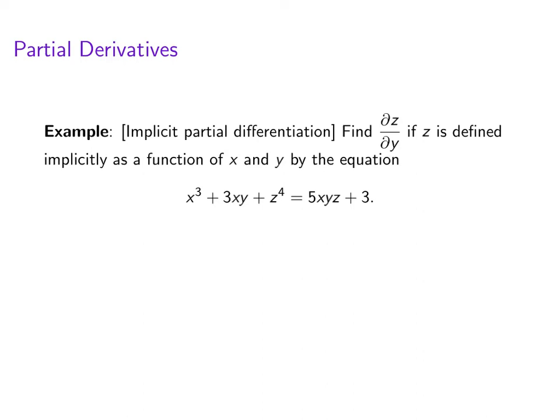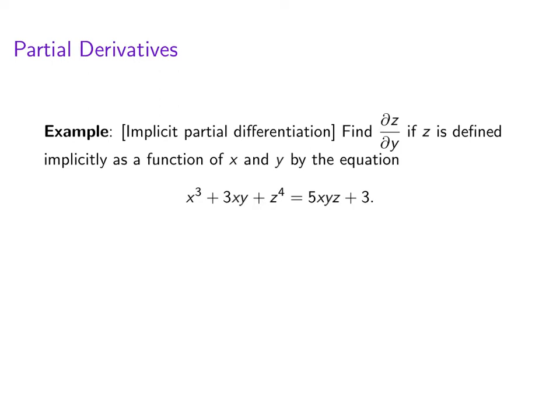Hello, calculus fans. Let's talk about implicit differentiation using partial derivatives. So let's find dz by dy, and what we'll do is assume that z is defined implicitly as a function of x and y by this equation.